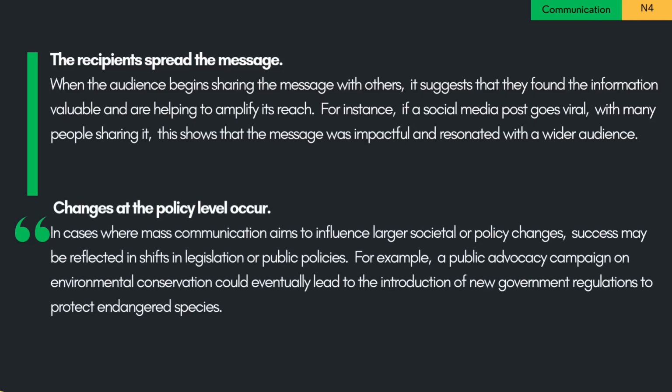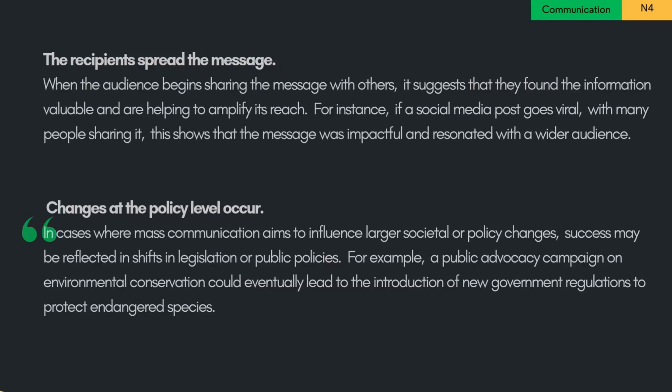7. Changes at the policy level occur. In cases where mass communication aims to influence larger societal or policy changes, success may be reflected in shifts in legislation or public policies. For example, a public advocacy campaign on environmental conservation could eventually lead to the introduction of new government regulations to protect endangered species.